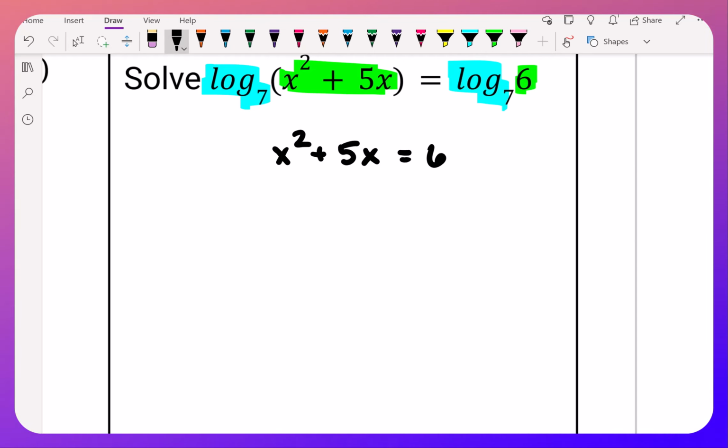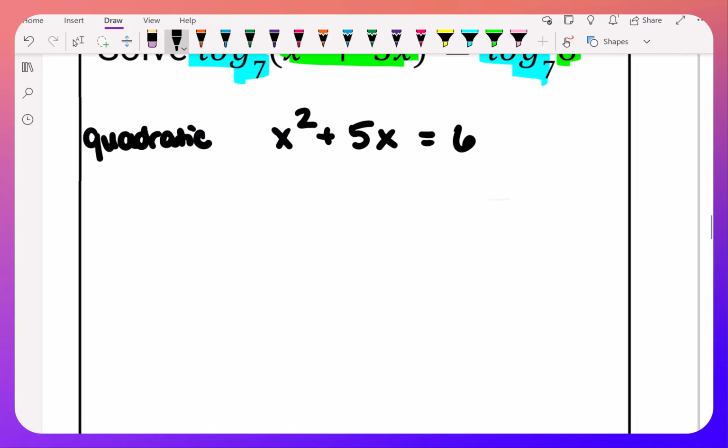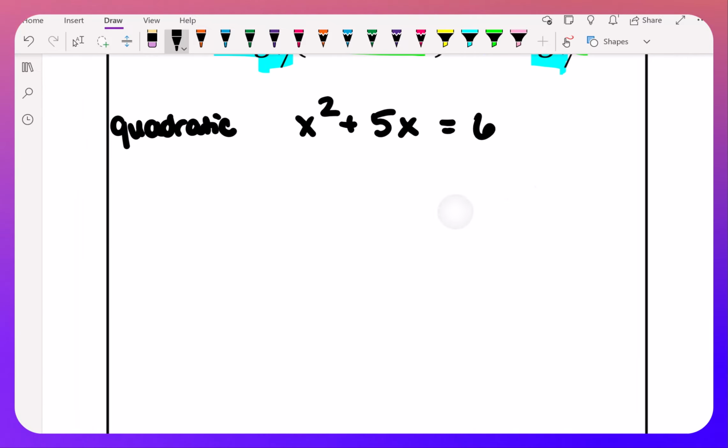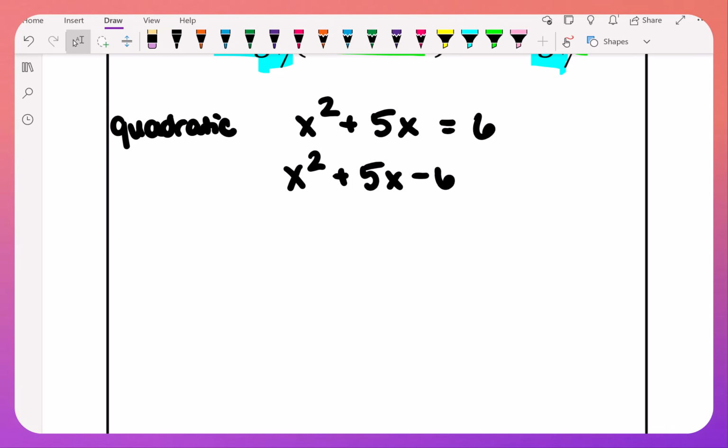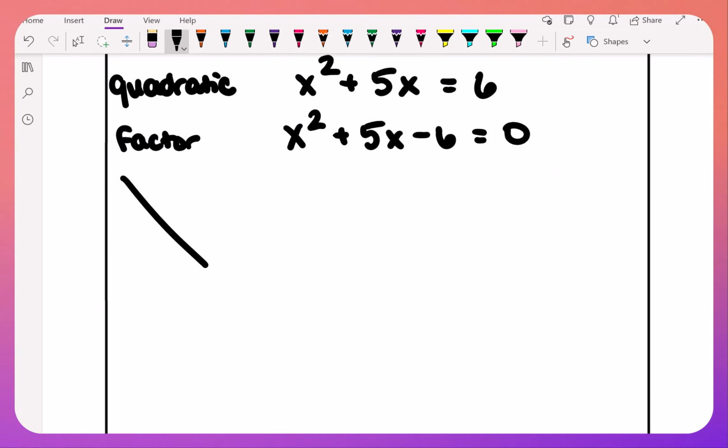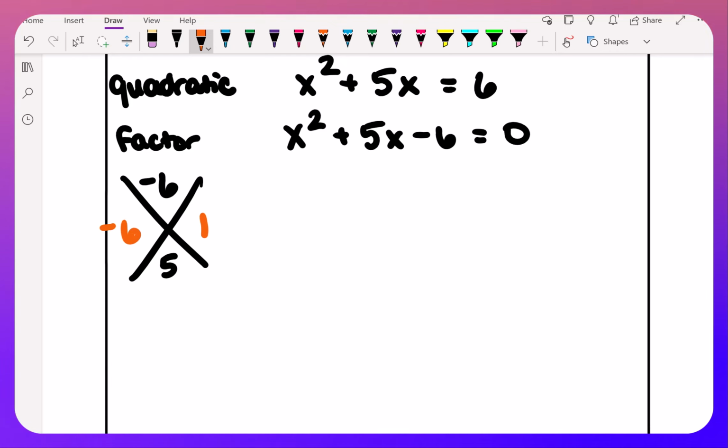Now this is different from the previous two because this is a quadratic function. It is quadratic because it is x squared. If it is quadratic, you need to get it equal to 0. So I'm going to subtract 6 from both sides. And I'm going to factor. So if it's a trinomial, you're going to try to find the factors of -6 that add up to be positive 5. So I think 6 and 1 is going to work. I'm going to have to use a positive 6 and a negative 1.